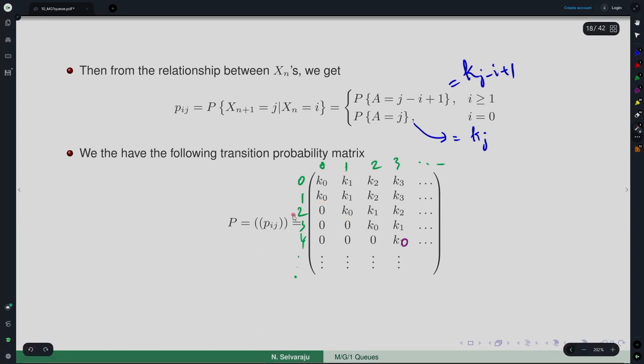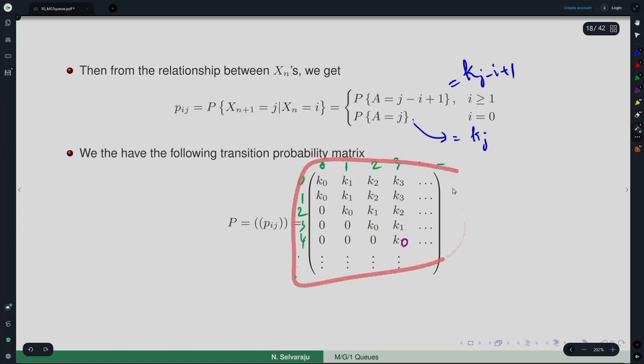And then when i is equal to 2, the minimum value of the possibilities is j minus 1. So it can go to only 1 here, which means 0 arrivals can happen. There cannot be negative arrivals during that period, so that probability is 0. That is what happens here. So this is k0, k1, k2 and so on. When i is equal to 3, you will get shifted. Leaving out this row, if I look at the remaining ones, this whole quantity is shifted by one column.